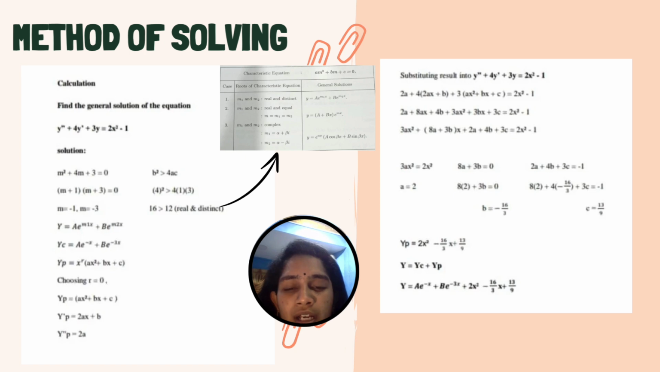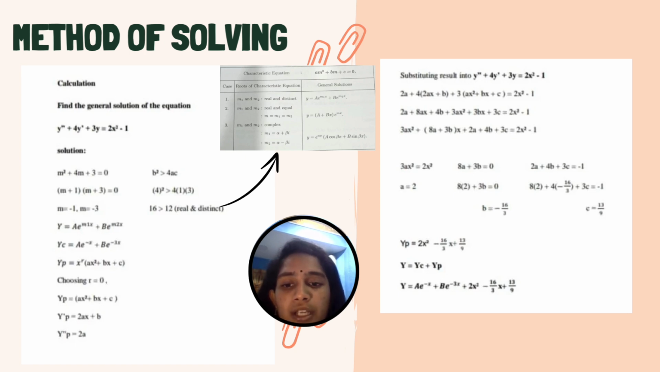because the b² value is more than 4ac. So, according to the table, we choose the first equation. So the yc equation will be Ae^(−x) + Be^(−3x).